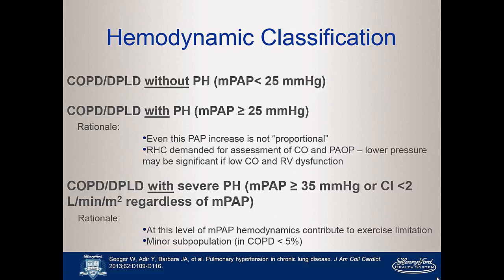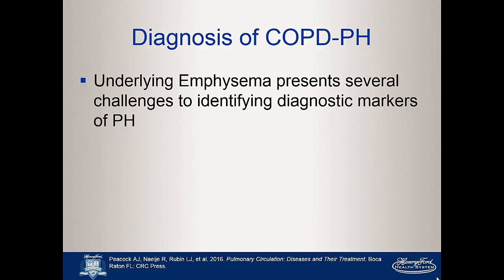If they're in end-stage heart failure, they may have a lower mean PA pressure. And then our group with the most severe PH, greater than 35, or a cardiac index less than 2, these patients have severe PH. They do not have PH out of proportion to their COPD. Again, this is a very minor subpopulation.